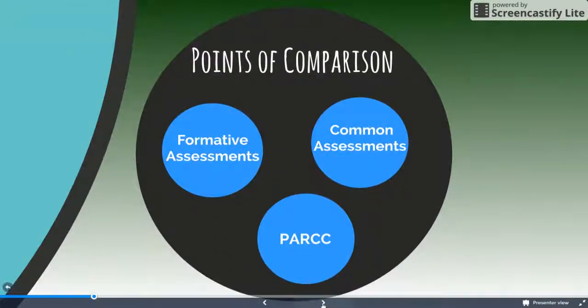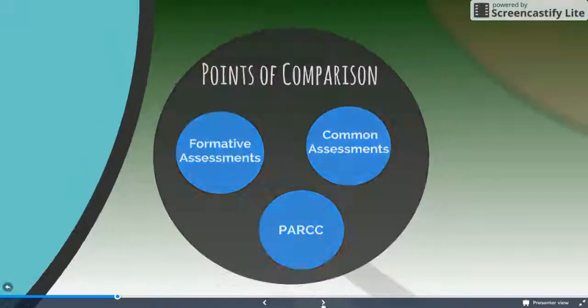The inclusion of common assessments will help us to have multiple points of comparison, including formative assessments that are happening every day in your classrooms, as well as our annual PARCC data. These multiple points of comparison will help us to truly track our students' progression throughout the school year.